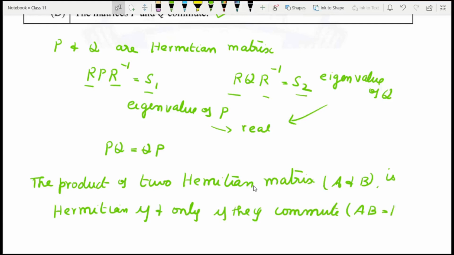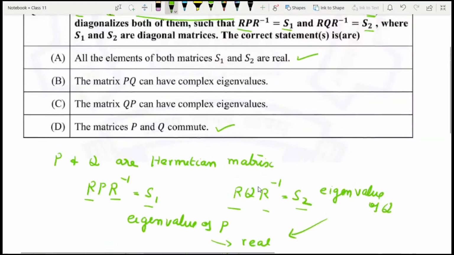AB is equal to BA. So here they have said the product of Hermitian matrices is Hermitian only if they commute. Already we have proved that P and Q commute with each other, so their product is also going to be a Hermitian matrix. In the question they have given that the matrices PQ and QP have a complex eigenvalue. No, it will have a real eigenvalue, so this option is incorrect. Answer is option A and D.